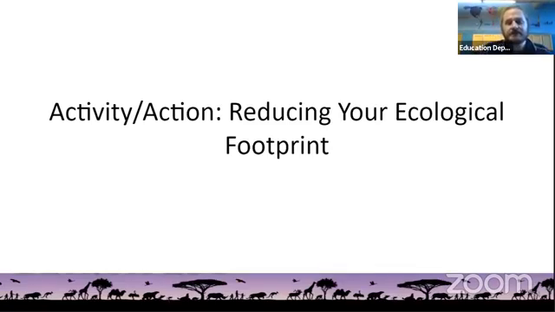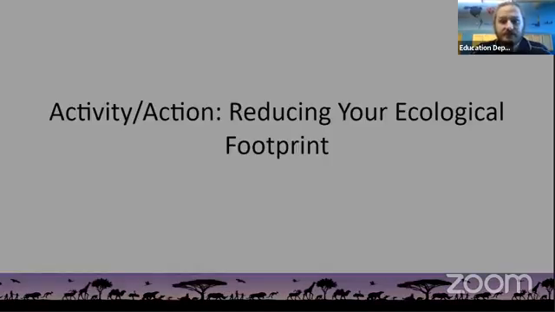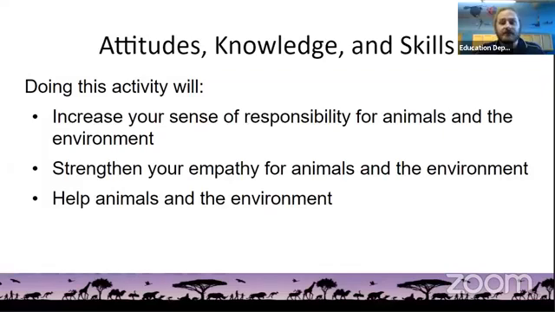So what I want to do now is continue on with an activity that's also an action. So it's an activity we can do, but it's also actions we can take to start reducing our ecological footprints. And the attitudes, knowledge, and skills that we'll be gaining include an increased sense of responsibility. As we start to realize we can do things, we'll actually start to feel more responsible for doing them. And then strengthening our empathy too, because empathy, or the ability to take the perspective of another being, can be strengthened through actually going out and practicing it. And in this case, we're taking actions that are for the good, not just of ourselves, but of other people and animals in the environment. So it's a great way to strengthen our empathy.